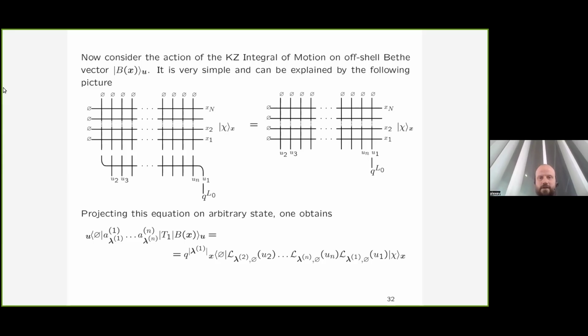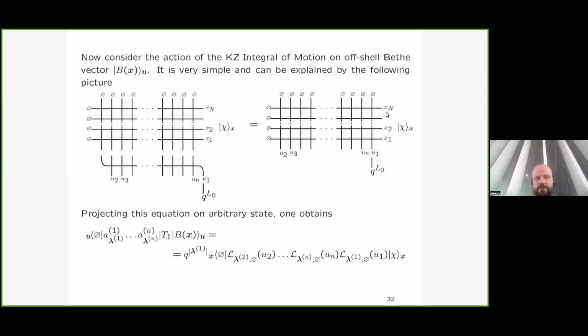You can easily prove this relation. In each step, you use the Yang-Baxter relation, and then the R matrix, which is here, you can drag it up, and here it acts on vacua, and this action is just one. That's why it just disappears everywhere. It's a very simple thing, right?